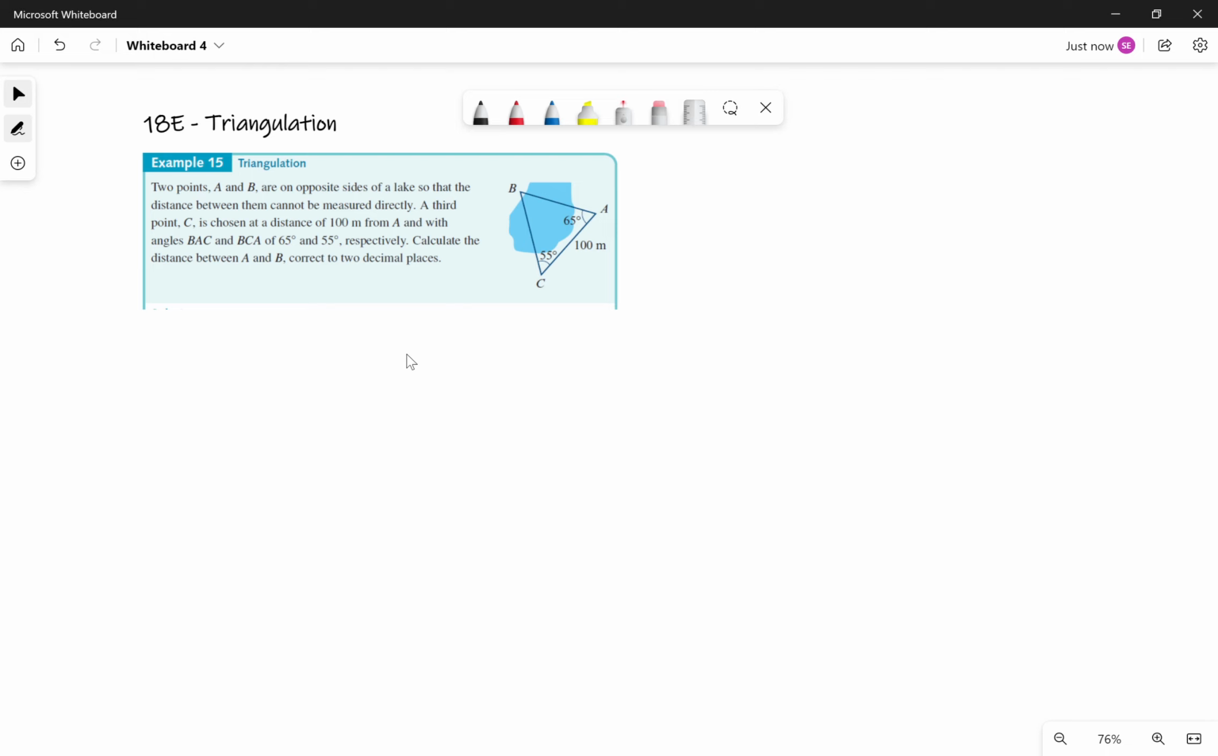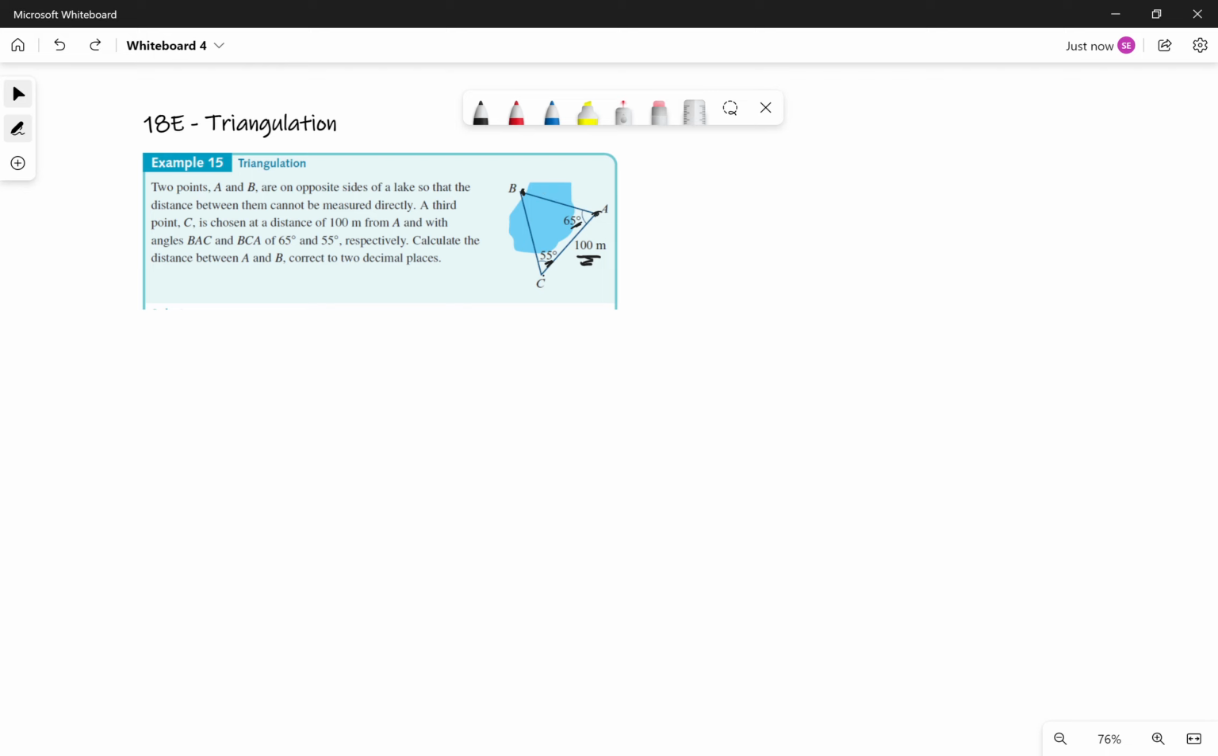We've got a lake here, and we've got 2 points A and B. Now they want to measure the length of A and B, but they can't, obviously, because there's a lake in the way. So what they do is they pick a third point C that's 100 meters away, and then they measure the angles between C and B and A and B. So they get these two angles down here. So they can measure the angles, they can measure the length here, but they can't measure the length between A and B.